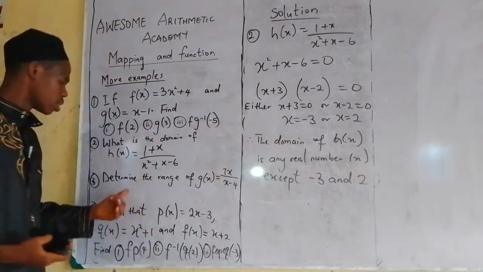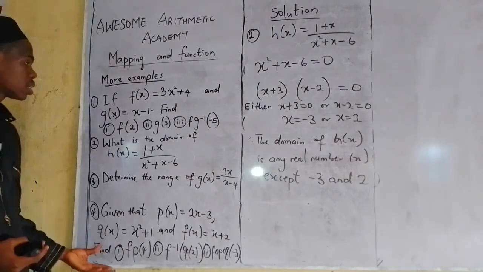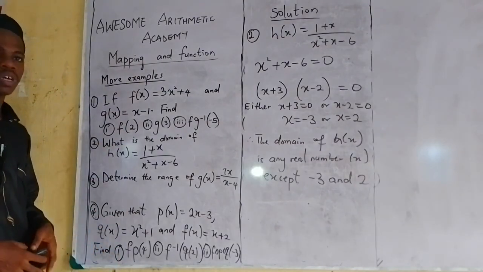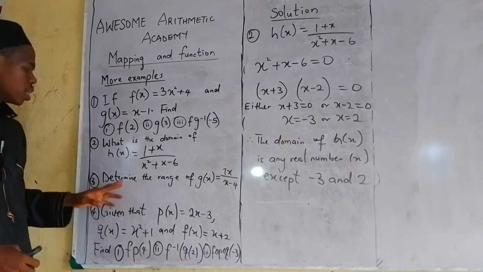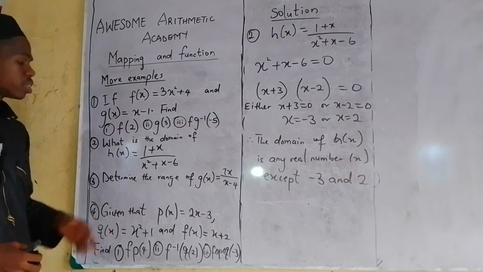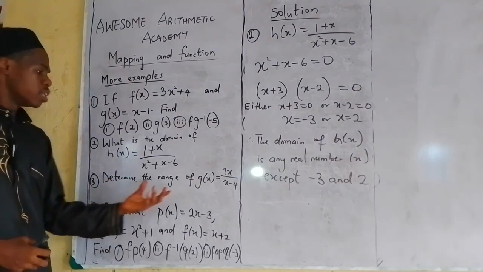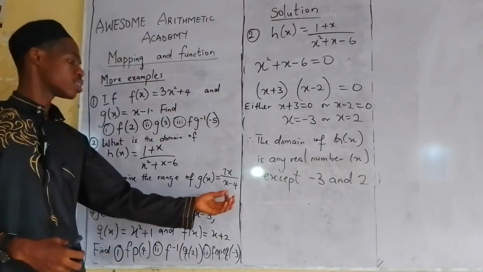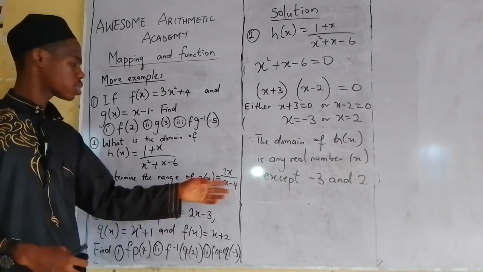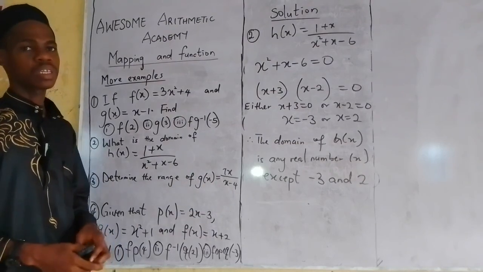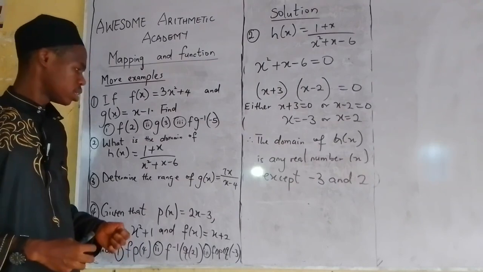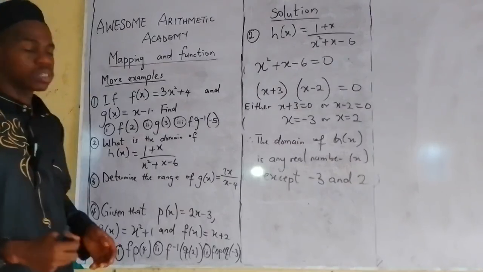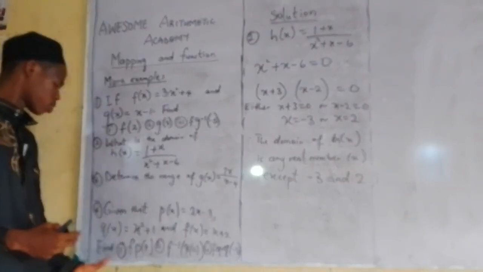The third question and the fourth question is still something that is related to this, so I want you guys to try number 3 and 4. Number 3 says you should determine the range. Don't disturb yourself. The way you solve for the domain here is what you are going to do for the range here as well. Just find the value of x there, and then that will be the one that will be excluded.